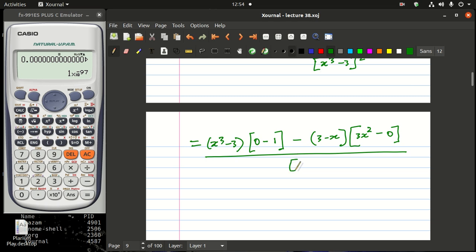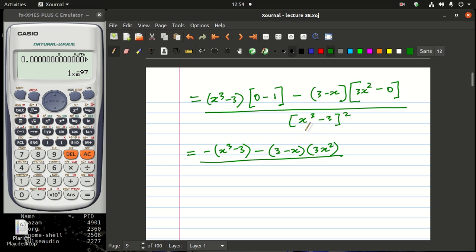And of course, we're going to keep the denominator as it is. We square it up. And then, of course, 0 minus 1 is going to be minus. So that whole thing is going to be minus times x cubed minus 3. And then minus here, I will end up having a 3 minus x, and then what is inside here is going to be that 3x squared. 0 is still insignificant, it's not that important. And if you take a look into this, we can always divide the denominator by x cubed minus 3, and then we square it up.